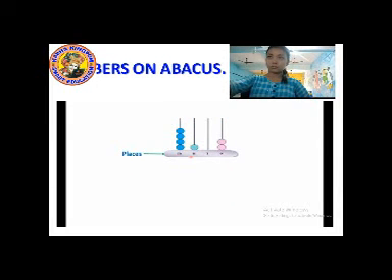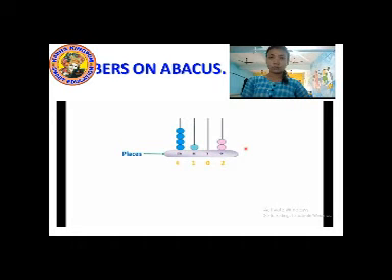See, here we have another abacus having places: ones place, tens place, hundreds place and thousands place. How many beads are there at ones place? 1, 2. 2 beads are there. So I will write 2 below ones place. How many beads are there in tens place? No beads. So we will write 0. How many beads are there at hundreds place? Only 1 bead is there. So I will write 1 below hundreds. How many beads are there at thousands place? 1, 2, 3 and 4. So I will write 4 below thousands place.